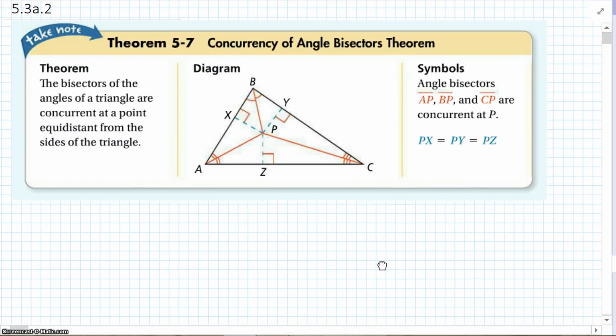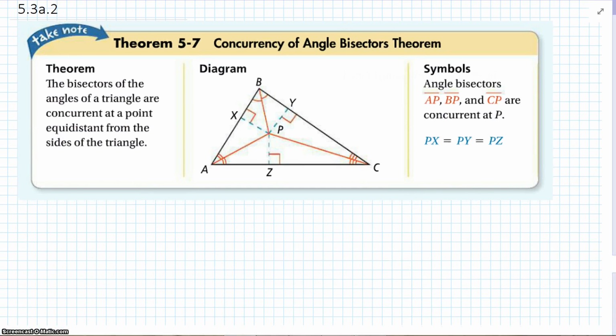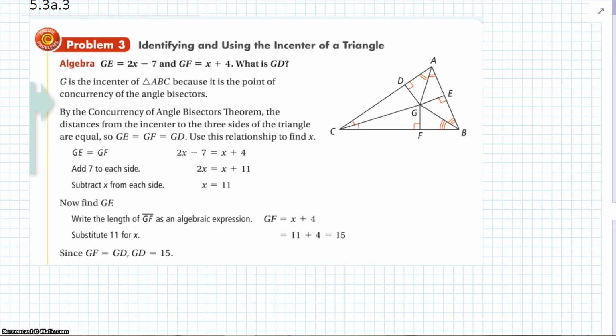So let's talk about the concurrency of angle bisectors. The bisectors of angles of a triangle are all concurrent at a point equidistant from each side. So the angle bisectors here, AP, BP, and CP, are all concurrent at point P. And what do we know is PX is congruent to PY is congruent to PZ. So how can we tie all this in together?